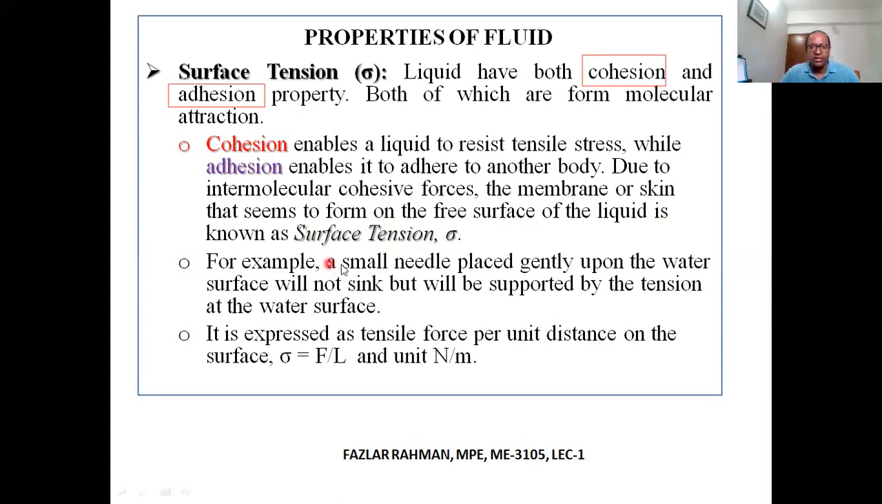For example, if a small needle is placed gently upon the water surface, it will not sink, but will be supported by tension at the water surface. And it is expressed as tensile force per unit distance. That means surface tension sigma equals F by L. What will be the unit? F is in Newton, L is in meter. So the unit will be Newton per meter.